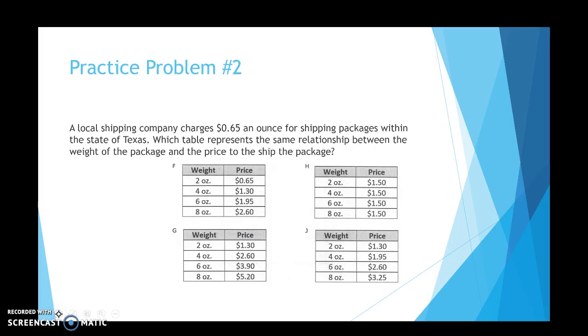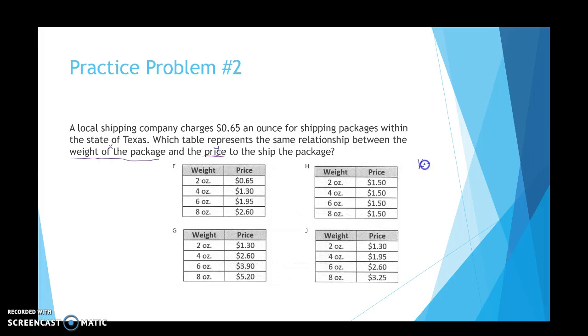So what about from a table? A local shipping company charges 65 cents an ounce for shipping packages within the state of Texas. Which table represents the same relationship between the weight of the package and the price? So we need to think first, the weight of the package, is that our x or our y? Well, it's independent, right? Because the price is dependent. It's depending on the weight. So x is weight, and y is price.